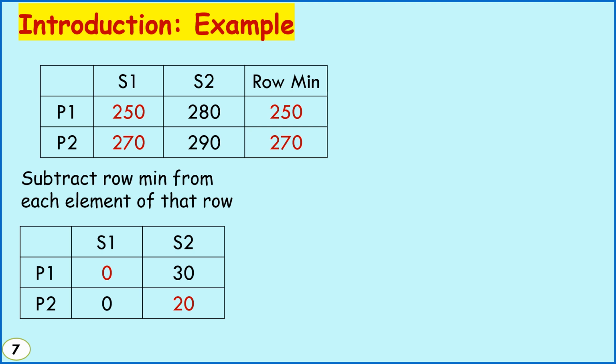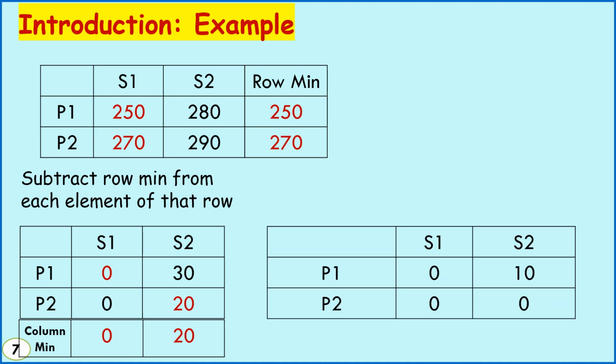From the second row the minimum value is 270 rupees. You subtract 270 from every element. Then 270 minus 270 becomes 0, and 290 minus 270 becomes 20. The next step is to identify the column minima. Go to each column, identify the minimum value in that column, and subtract that minimum value from each element in the column.